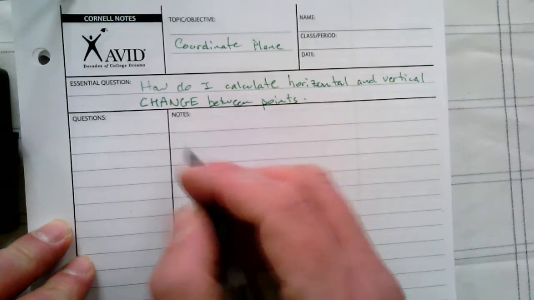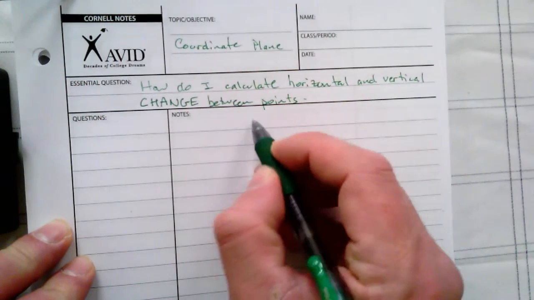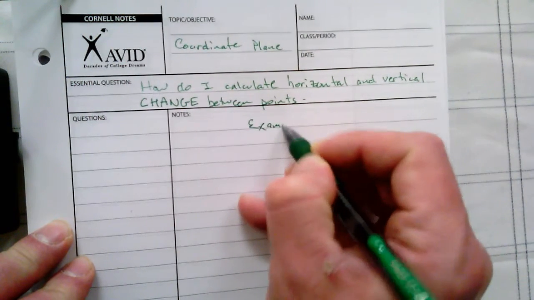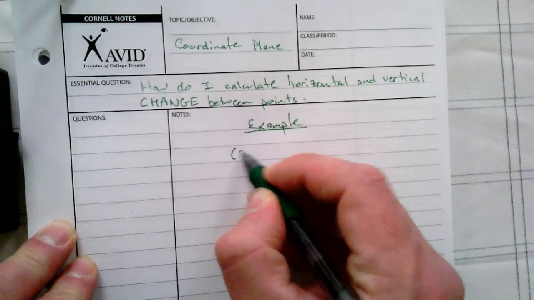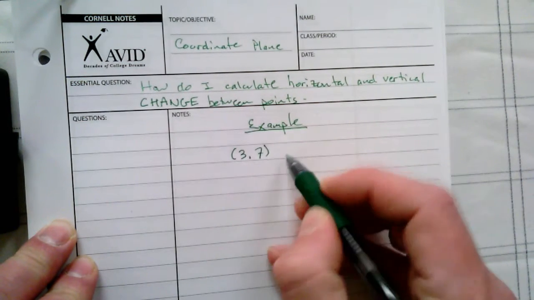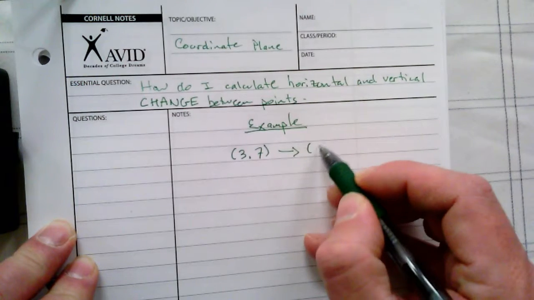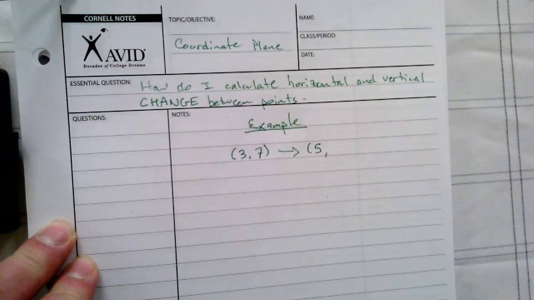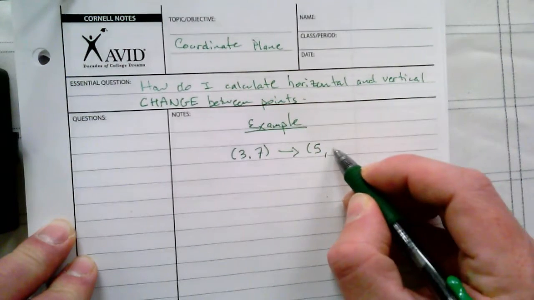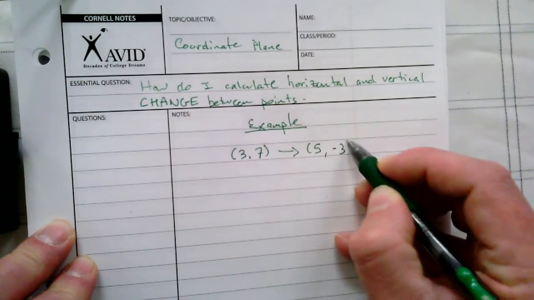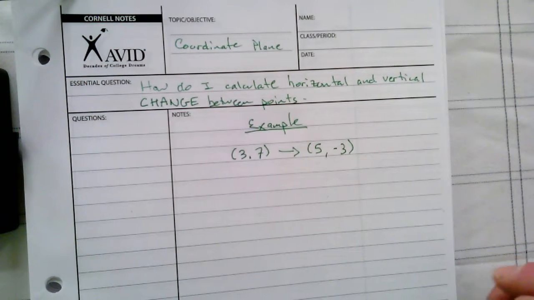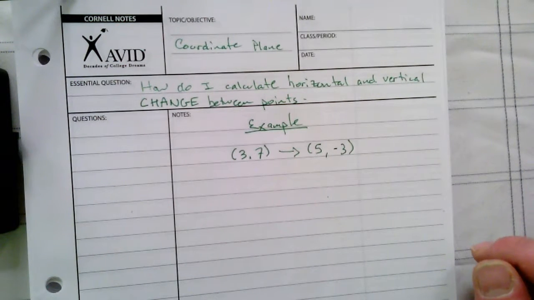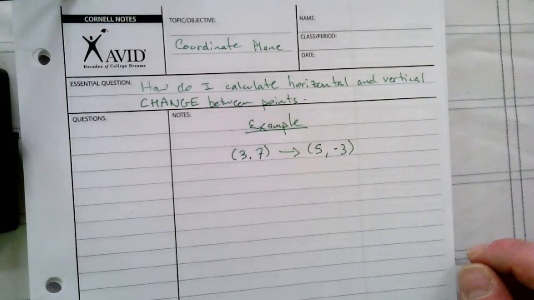So, let's take a look at a couple of points here. I'm just going to put example. Pick a couple of random points. How about 3, 7 to 5, -3. From 3, 7 to 5, -3. I put the arrow in there. We are traveling from the point 3, 7 to the point 5, -3, because it's important what direction we're going.